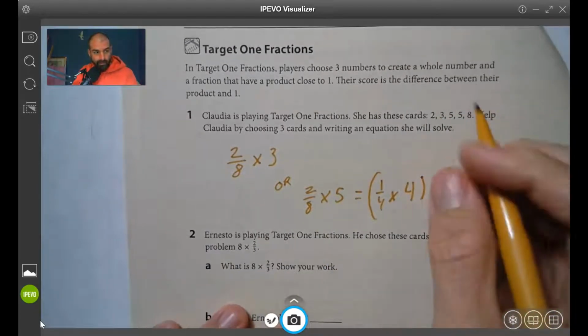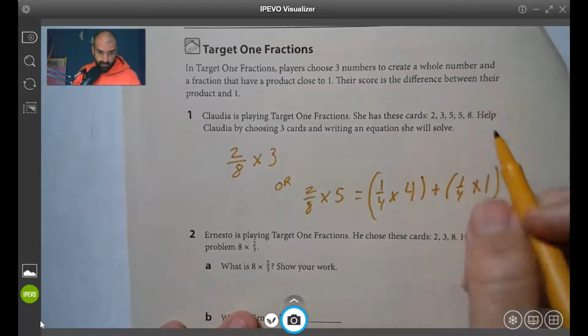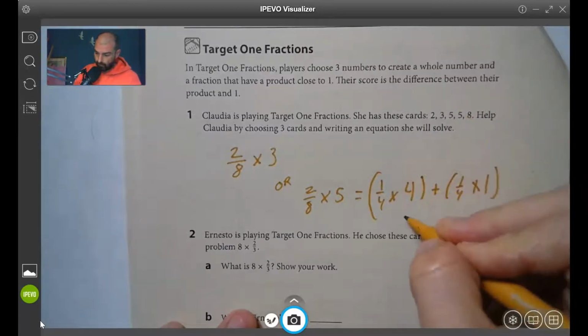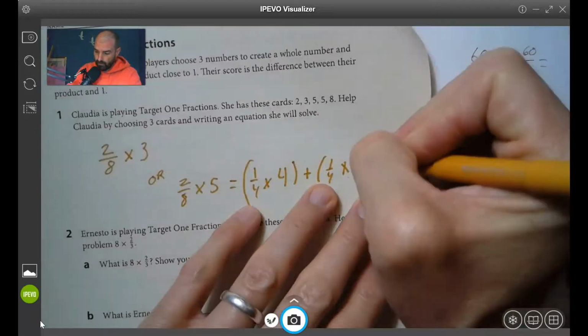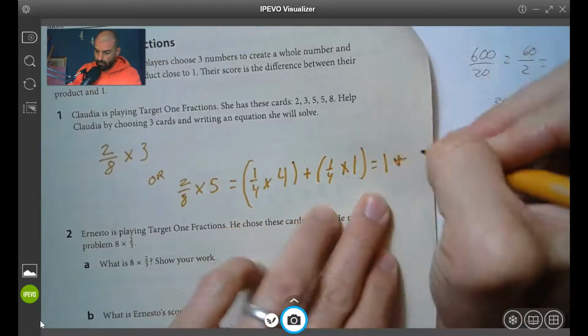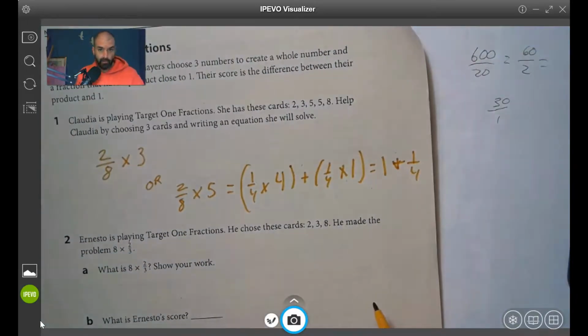Okay, well, what is 10/8? Do you know what 10/8 is? I kind of know what 10/8 is, but if you don't know what 10/8 is, or its relationship to 1, this might be easier. So 1/4 of 4 is equal to 1. And then plus, 1/4 times 1 is 1/4. So that'd be 1 and 1/4. That's pretty close to 1.